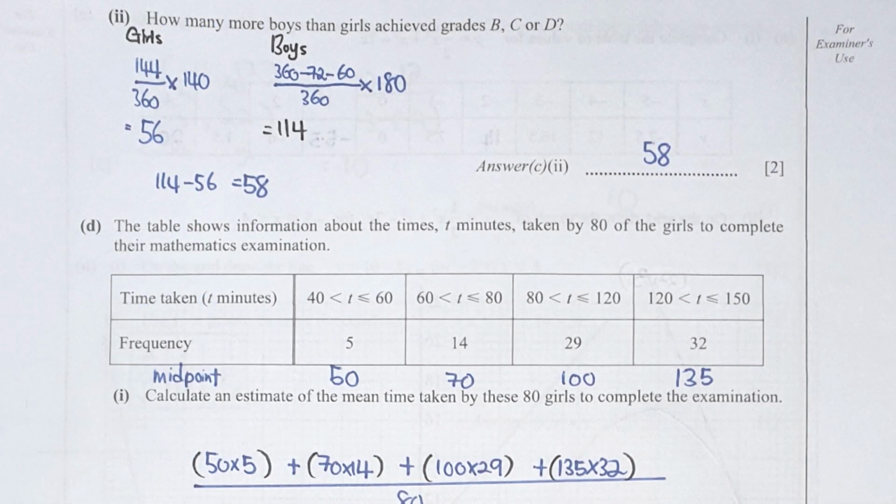For the next one, how many more boys than girls achieve B, C, or D? For girls, it takes 144 degrees divided by 360 times 140, and you get 56. Whereas for boys, you take 360 minus 72 minus 60, and you will get the angle of BCD, divided by 360 times 180, and you get 114. So the difference simply takes 114 minus 56, and you will get the result as 58.